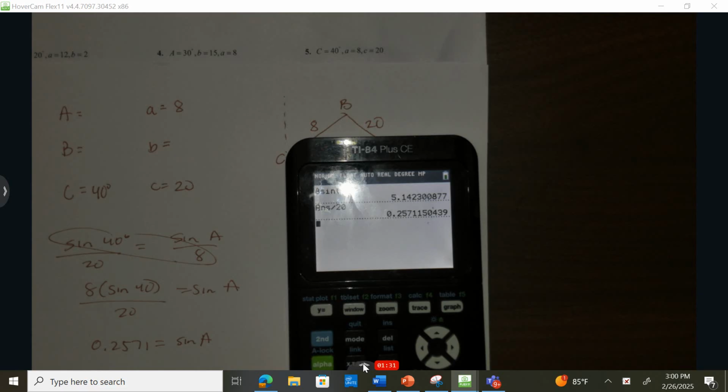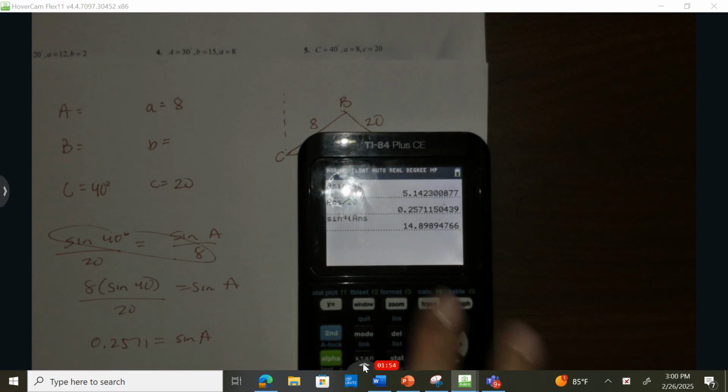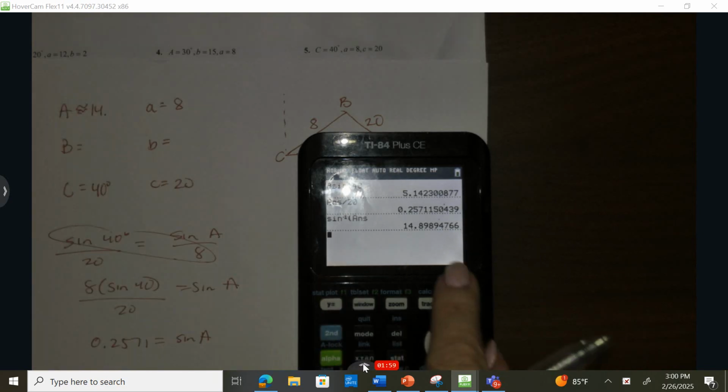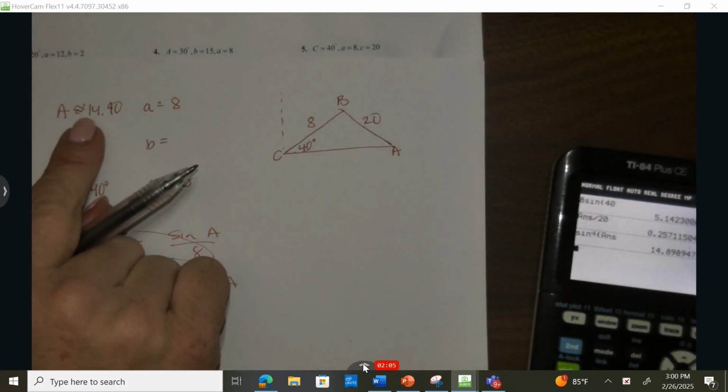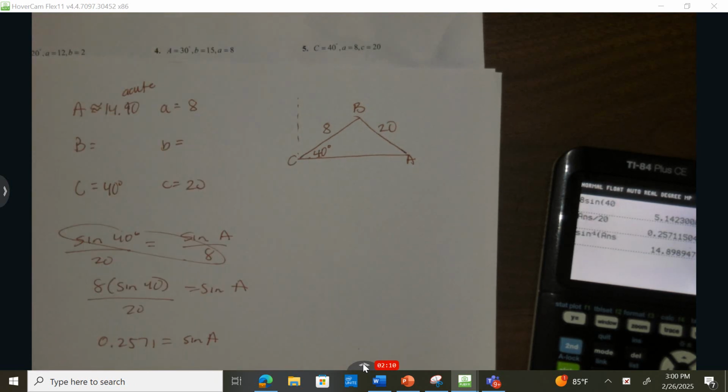So once again, SSA, when you have two sides and an angle opposite one of the sides, you have the possibility of no triangle, one triangle, or even two unique triangles. I know at least one triangle exists because the sine is between -1 and 1. Let's keep going. I'm going to take the inverse sine and copy and paste that in, and we have that angle A is approximately 14.9. Now, this is the case when A is acute. Acute, again, is less than 90.